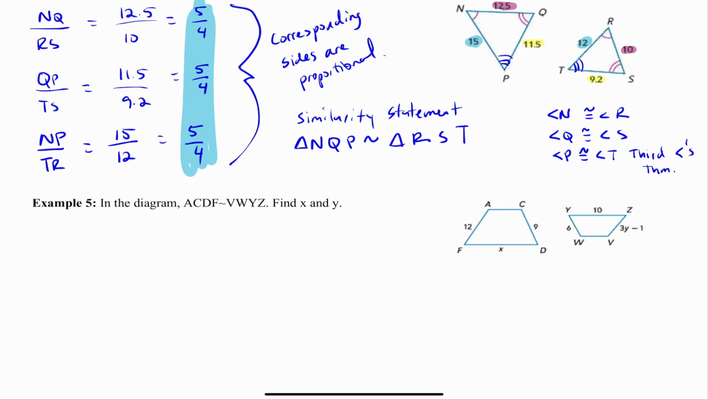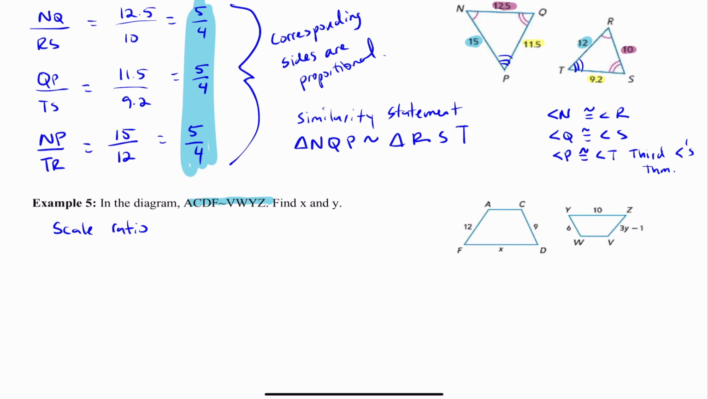Let's take a look at example 5. In the diagram, ACDF is similar to VWYZ. Find X and Y. So I have these two figures here, and we can assume that these figures are similar. So I can see from this bigger trapezoid, this shrunk into this smaller trapezoid. So it has a scale ratio. So the side lengths are corresponding and proportional, and those angles are congruent, but we don't see any angles here. The first thing I want to do is find the scale ratio.